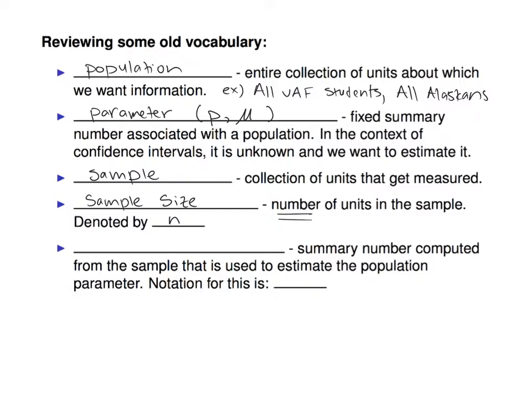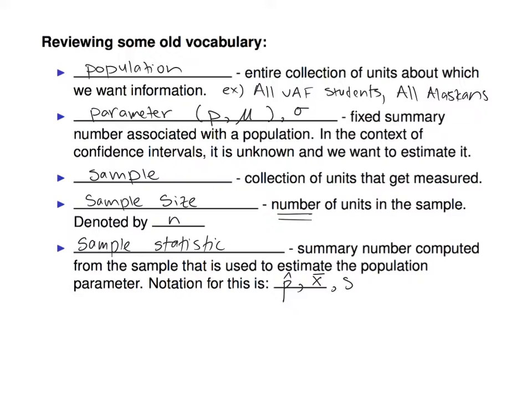Okay. The summary number computed for the sample that's used to estimate the parameter. So this is the sample statistic. So if we're talking about proportions, we want to estimate P, and our estimate, the notation for that is P with a hat. Exactly. If I wanted to estimate the mean mu, what's the sample estimate? This is X bar. Now, if I had the sample standard deviation sigma, the estimate of sigma is, now it's your turn. S. There we go. So those are listed in the same order for a reason. P hat estimates P, X bar estimates mu, S estimates sigma.